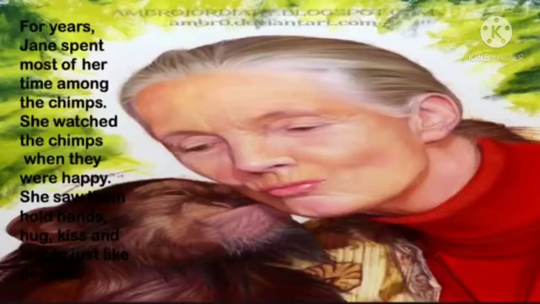For years, Jane spent most of her time among the chimps. She watched the chimps when they were happy. She saw them hold hands, hug, kiss, and laugh just like people. Now, what has happened? She spent many long years watching the chimps in the same place, Gombe. She was watching them for many long years. Now, what did she find? She found out when they are happy.